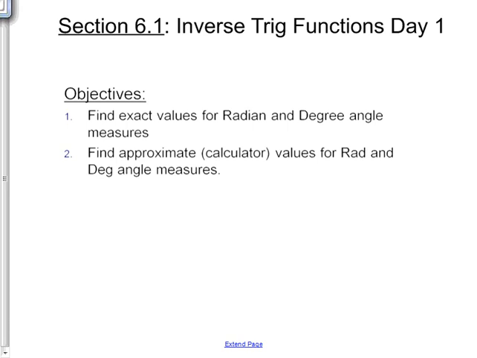Alright, so today we're looking at section 6.1, inverse trig functions. What we're trying to do here, our objective, is finding exact values for radians and degrees, finding inverses that is, and then finding approximate inverse values for radian and degree angle measures as well.